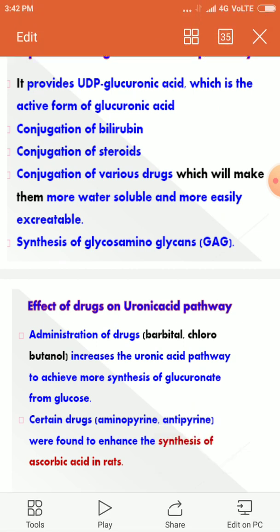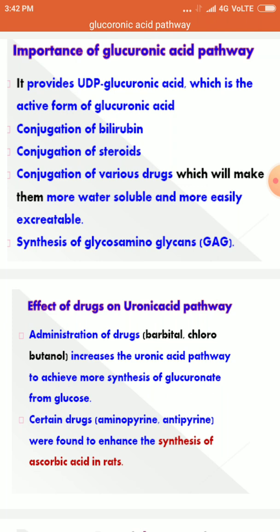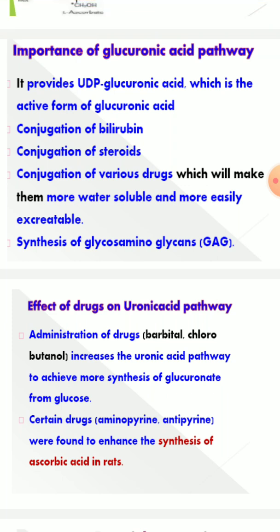The administration of drugs, especially barbital as well as chlorobutanol, increases the uronic acid pathway to achieve more glucuronate formation from glucose. They act as inducers, increasing the formation of uronic acid, which helps in the synthesis of glucuronate from glucose. Certain other drugs like aminopyrine as well as antipyrine are also found to enhance the synthesis of ascorbic acid in rats.